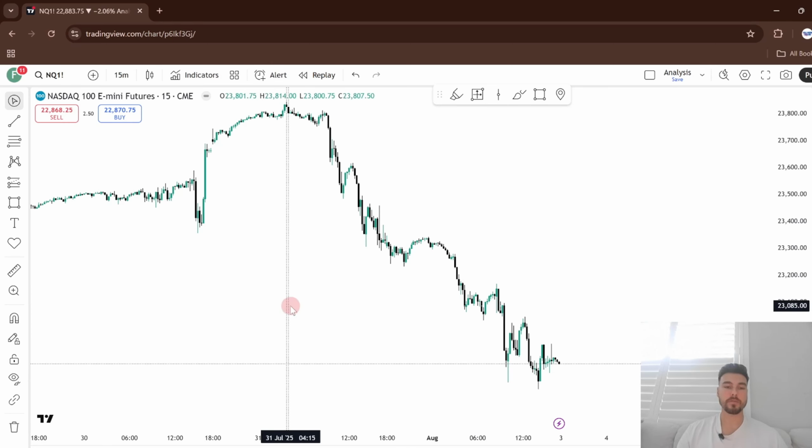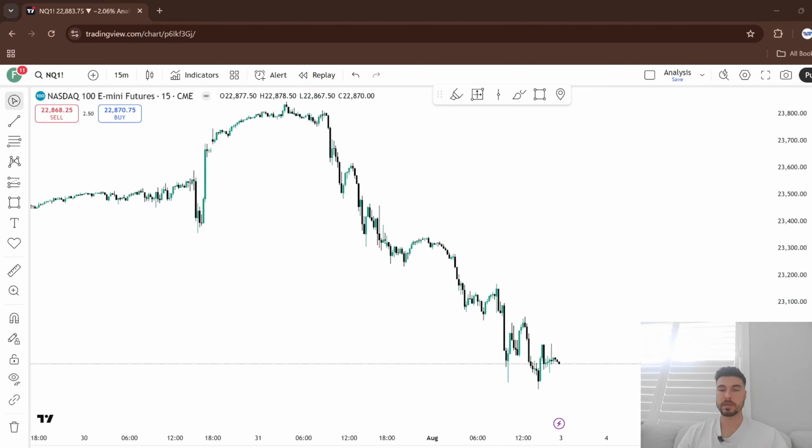But why was I confident to look for longs even in a downtrend? And that is going to be the biggest question for people. How do I catch reversal trades when the market is trending down? I'm going to show you today.